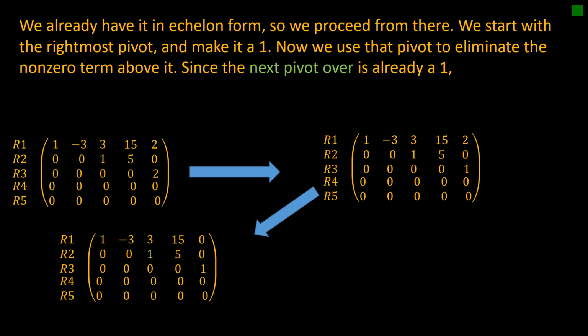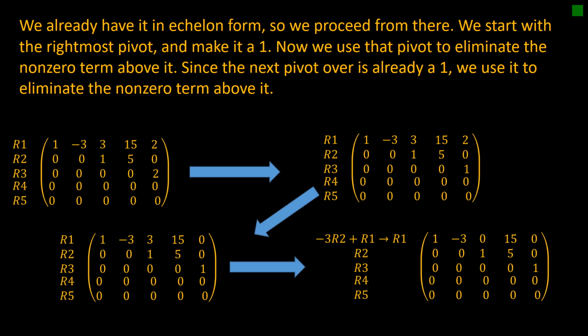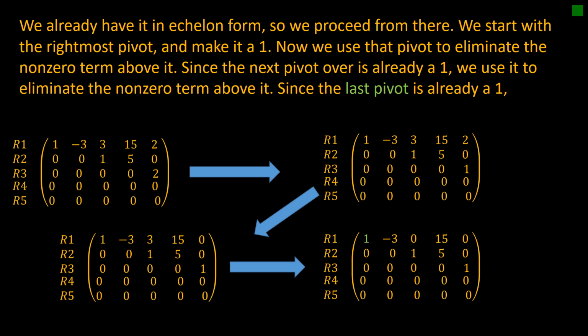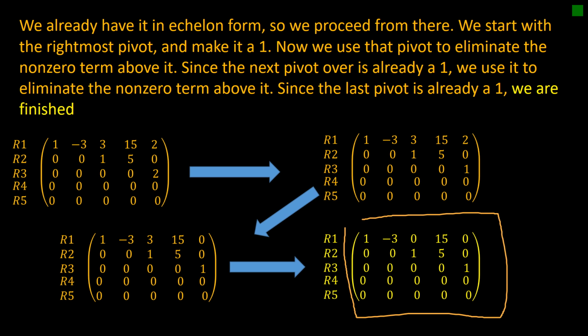So the next pivot over is already a 1, so we're going to just take a multiple of row 2 and add it upwards to get a 0 above it. So we'll use it to eliminate that non-zero term above it, so you can see. So we do that, and we get a 0 there. Let's see what we have. We have our pivots right there, which all have become 1, and we have zeros above and below all those pivots. It looks like maybe we're done. Since the last pivot, which I show there in green, is already a 1, we are actually finished. There is the reduced row echelon form of that matrix.